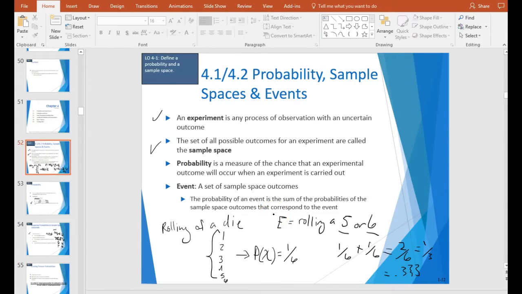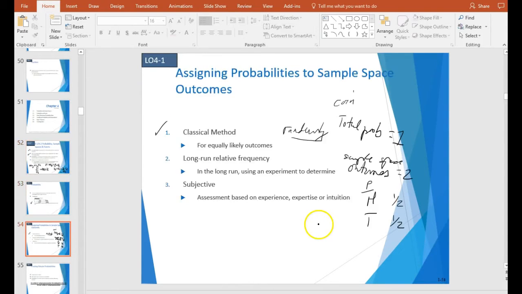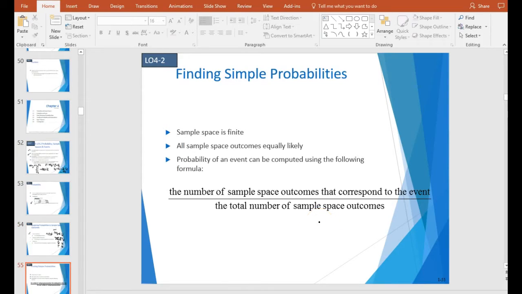So I said, what's the likelihood of rolling above a 4? So a 5 or a 6. And using this formula, the number of sample space outcomes that correspond to the event, so there's 2 sample space outcomes that correspond to the event over the total number of sample space outcomes of 6. Given that there's equally likely probability, we get 1/3 or 0.333333.